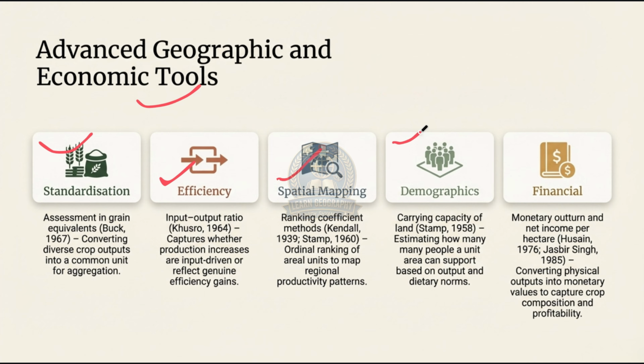Demographics, carrying capacity of land, Stamp in 1958, estimating how many people a unit area can support based on output and dietary norms. And financial, monetary output and net income per hectare, according to Hussain 1976, Jasbir Singh 1985, converting physical outputs into monetary values to capture crop composition and profitability.